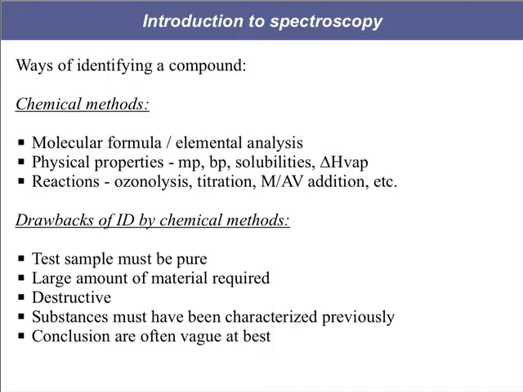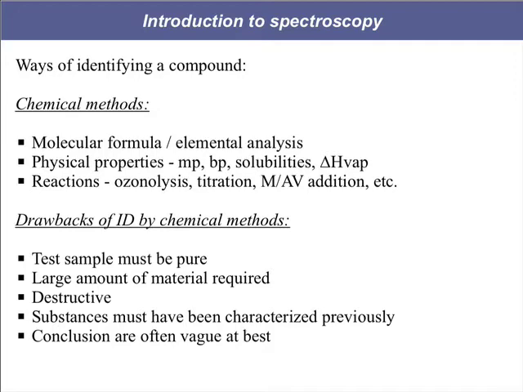First of all, in all these cases, the test sample must be pure. If you send in a compound for elemental analysis that's got impurities in it, your elemental analysis is going to be wrong. If there's maybe sulfur or some kinds of metals or other sources of carbon in there, your ratios are going to come back wrong. If your melting point or boiling point experiments have impurities in your compound, your melting points and boiling points are going to be too high or going to be too low. Same with your solubilities and your heat of vaporization.